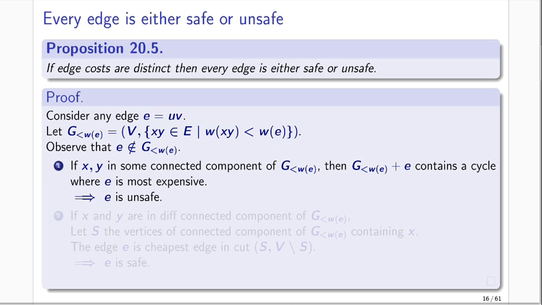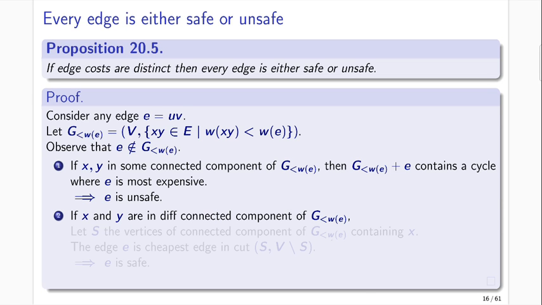Okay? Maybe the more interesting case is the complement case. The complement case is where you computed this graph and x and y are in two different connected components of this graph. Let me maybe use the red color again, just to make sure that we're on the same page.